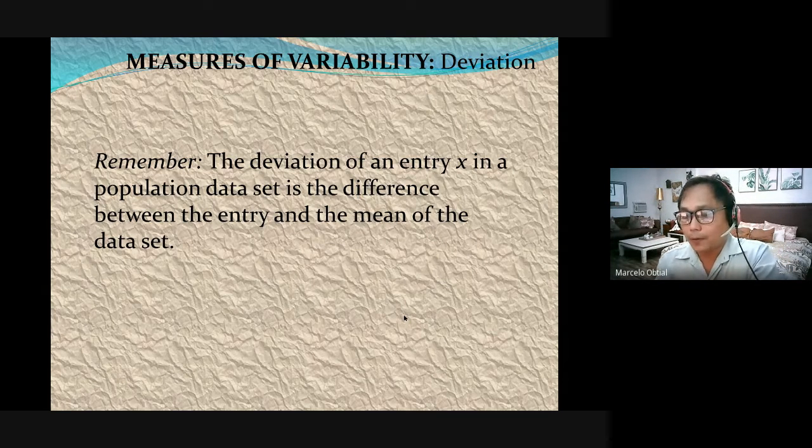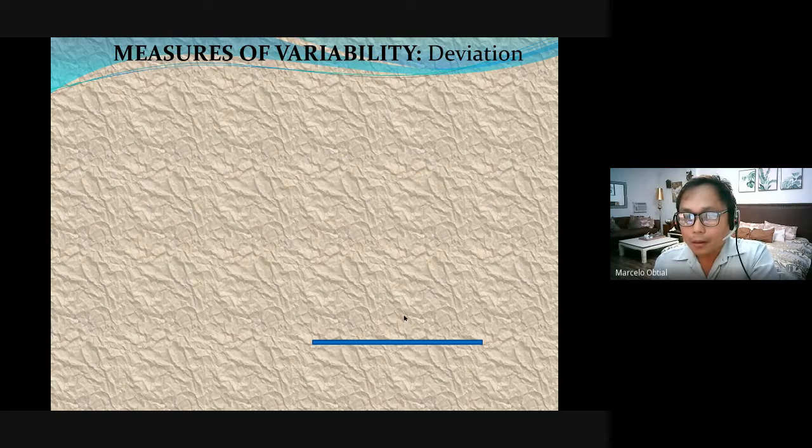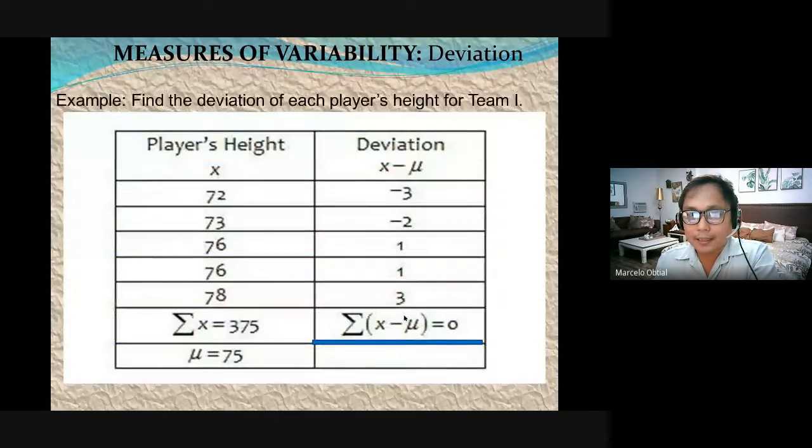Example natin dito yung height ng team 1. May height sila na 72, 73, 76, 76, 78. This is team 1. If you're asked to solve for the standard deviation and variance, kailangan mo ng deviation. Again, deviation is the difference between the average at saka yung kanyang each na data or score sa the given.